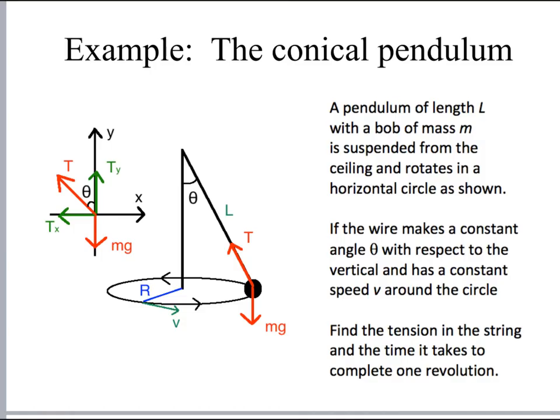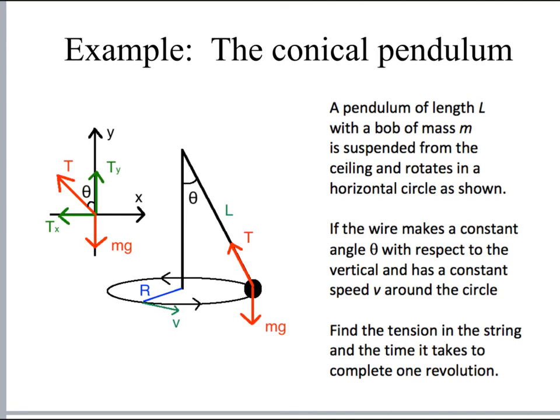Okay, here's another example. This is called the conical pendulum. Now usually when you have a pendulum, it swings back and forth in a plane, but this is a pendulum that's actually swinging in a way that's tracing out a circle, kind of like a tether ball. Anyway, what we have is the pendulum has a length L, bob, that's the ball or whatever it is at the end of the string, of mass m, and it rotates in a horizontal circle as shown.